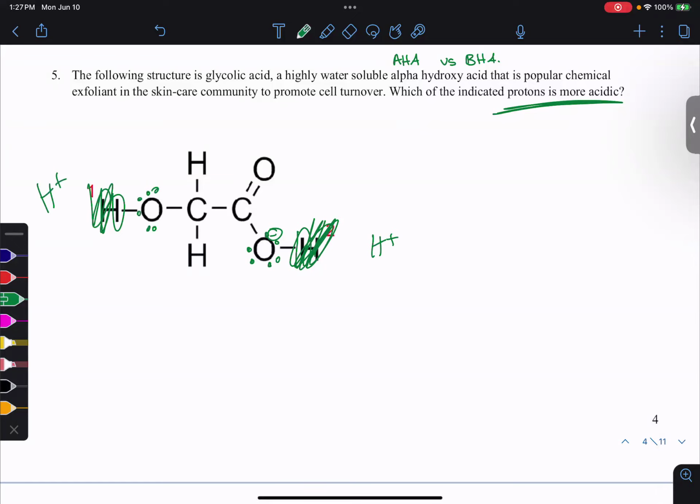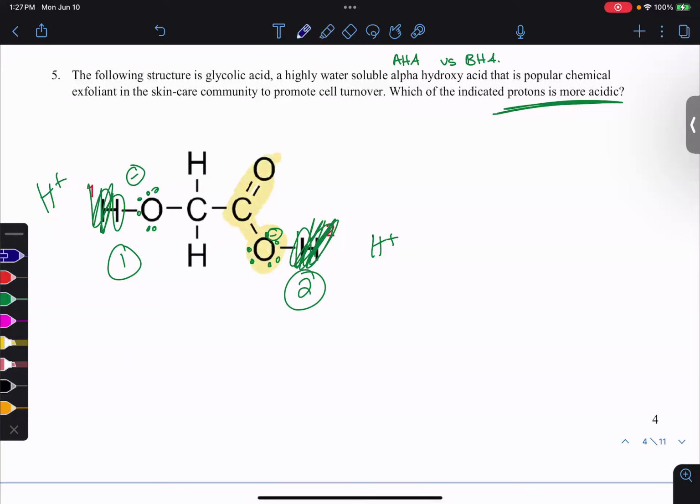So you might be thinking, oh, we're leaving a negative charge on an oxygen in both cases, so they're the same acidity, but that's not true. What's special about one of these negative charges on the oxygen? One of them can undergo what kind of phenomenon? Resonance, and that's this one, right?